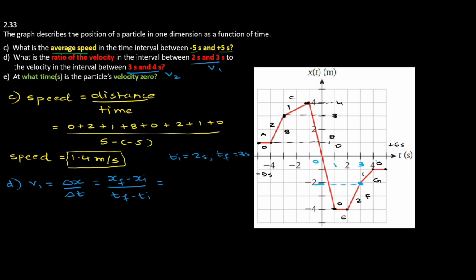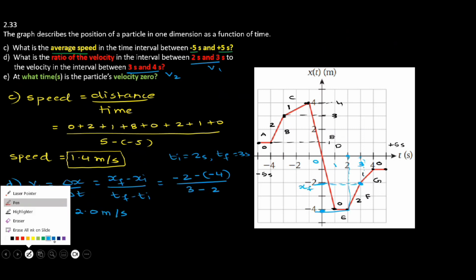How do you find this position? From 3 seconds on the time axis, go to your graph, and then from the graph, go to the y-axis and see what is the value on the y-axis. So x final is negative 2. This is my x final. X initial is at 2 seconds. So 2 seconds is here. Go to your graph and find the y value, which is negative 4. So negative 2 minus negative 4, divided by 3 minus 2. And when you do this, you get your v1 as 2 meters per second.